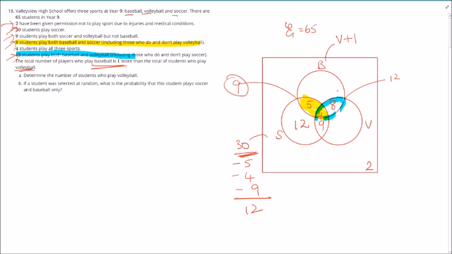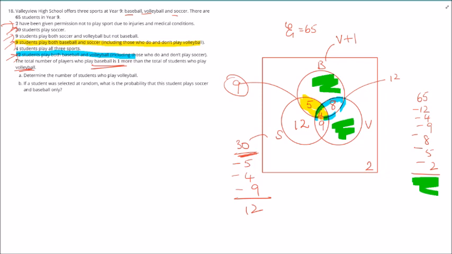And then now between that and that, well, there's 65 students. So we know 65, take away 12, take away 4, take away 9, take away 8, take away 5, take away 2, should give us the remainder. This number here is going to be what goes in here and in here together. So we have to split it after that. So what's that?